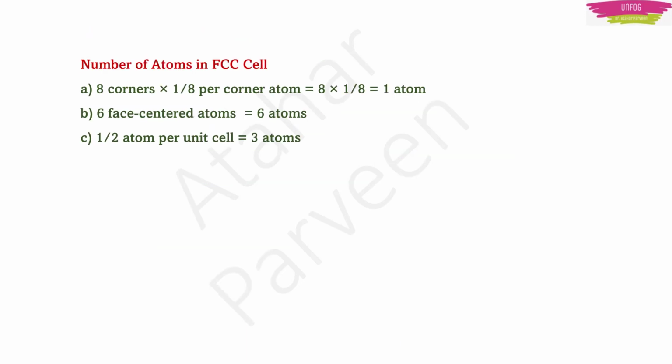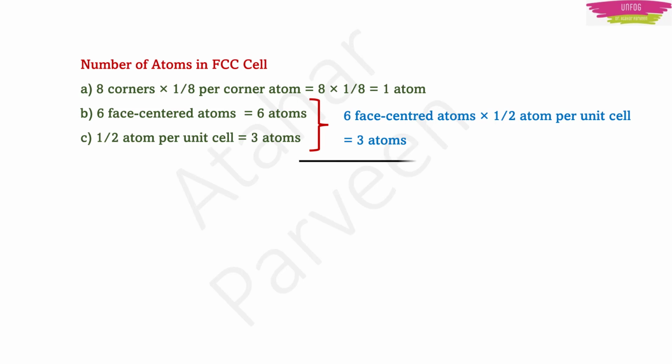Okay, I will explain you. See, 8 corners into 1 by 8 per corner atom, that will give you 1 atom. 6 face centered atoms, 6 are there, but half atom per unit cell, so it will be 3 atoms. So now 6 atoms into half, correct? So you will get 3 atoms. Now you have to add up, right? 1 atom plus 3 atoms will give you 4 atoms. So total number of atoms in FCC are 4 atoms.